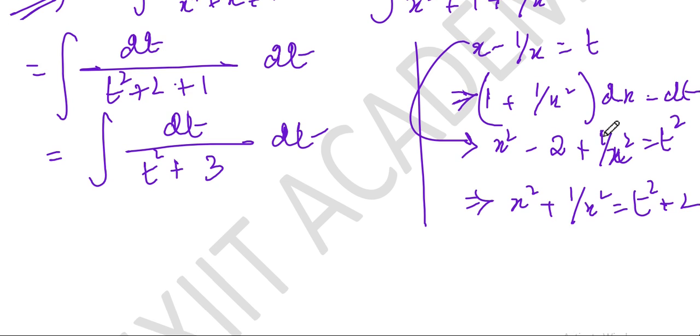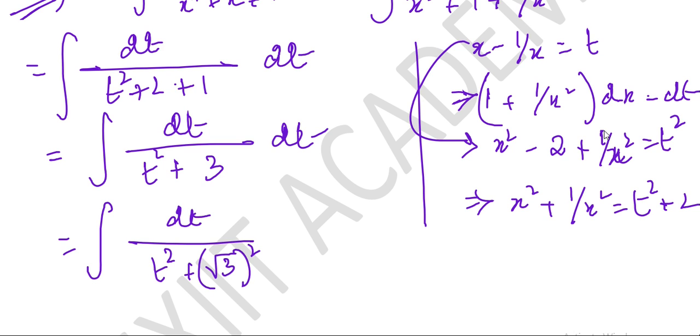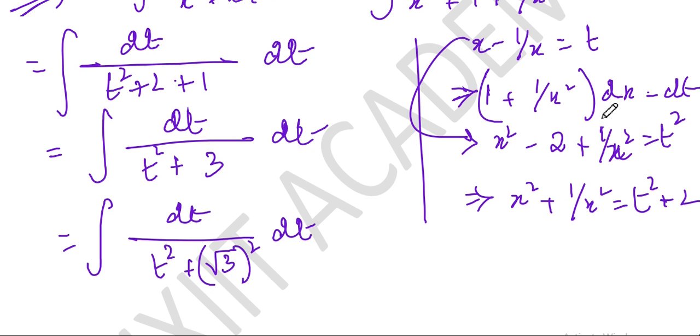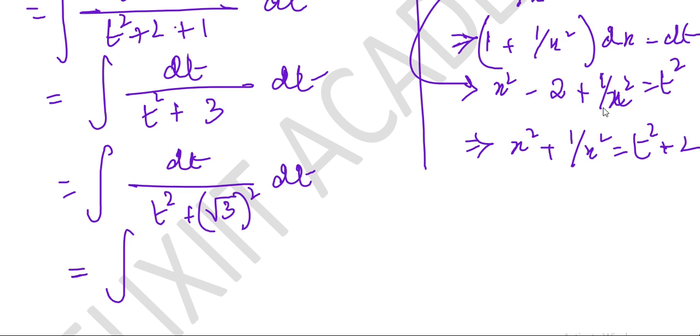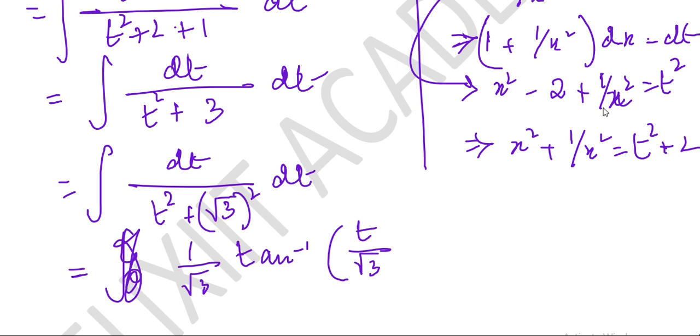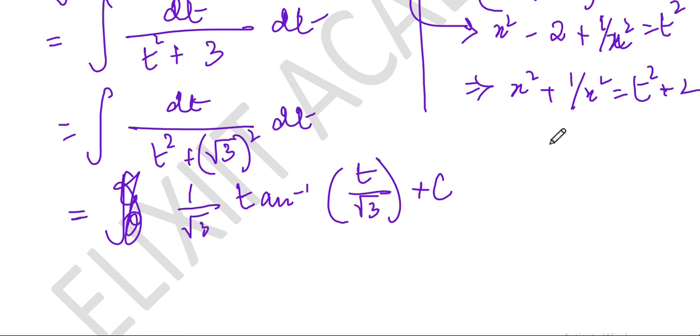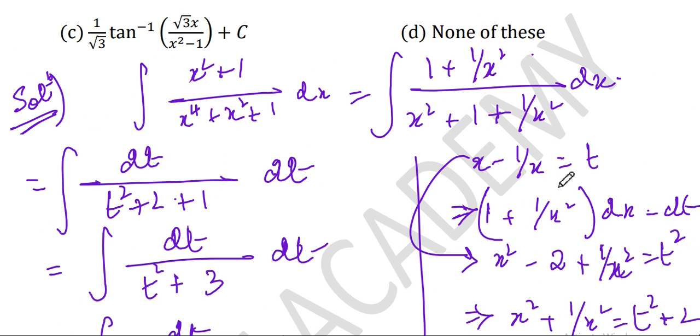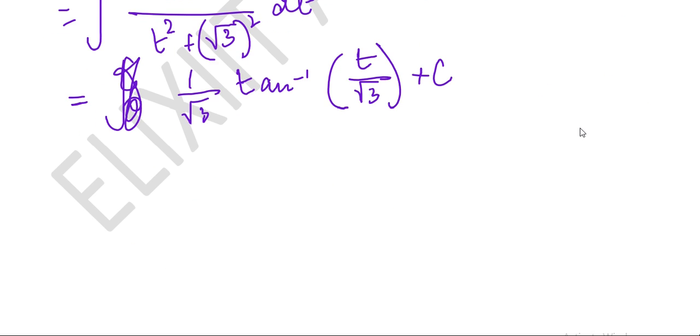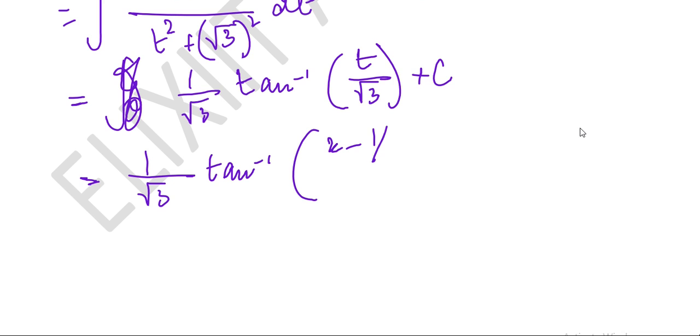What we have to do? 3 can be written as root 3 whole square, so dt upon t square plus root 3 whole square. Now this is what? Tan inverse. We have to use the tan inverse formula. So this is 1 by root 3 tan inverse t by root 3 plus c. So now what we have to do? We have to simply replace the value of t by x minus 1 by x. So this is 1 by root 3 tan inverse of (x minus 1 by x) by root 3 plus c.